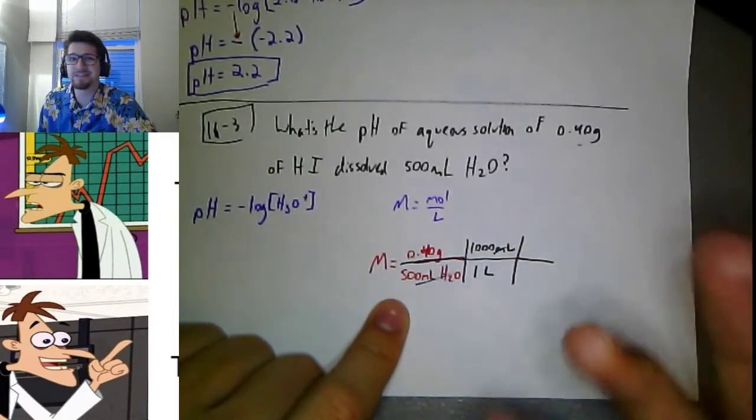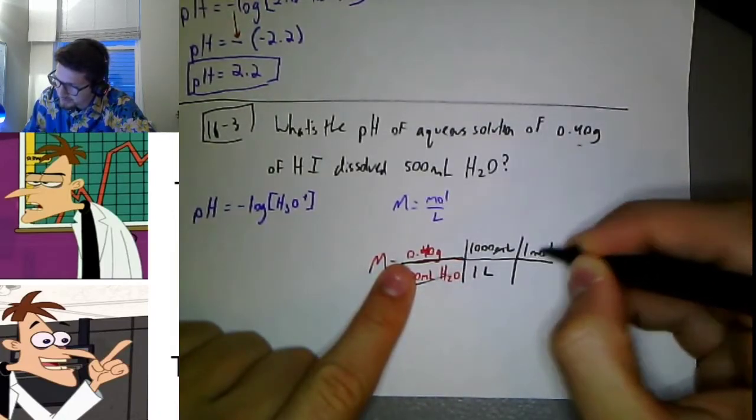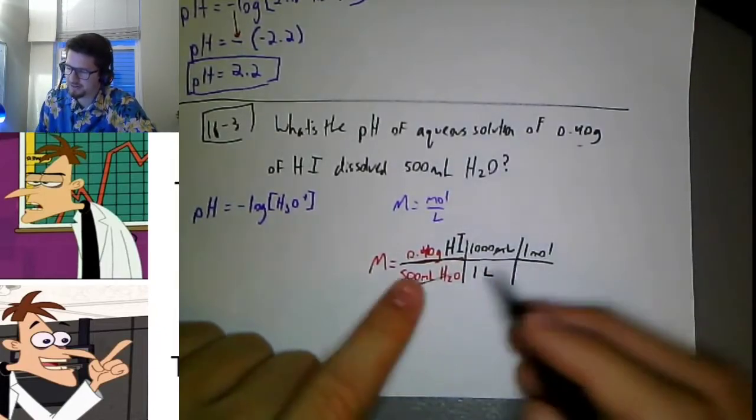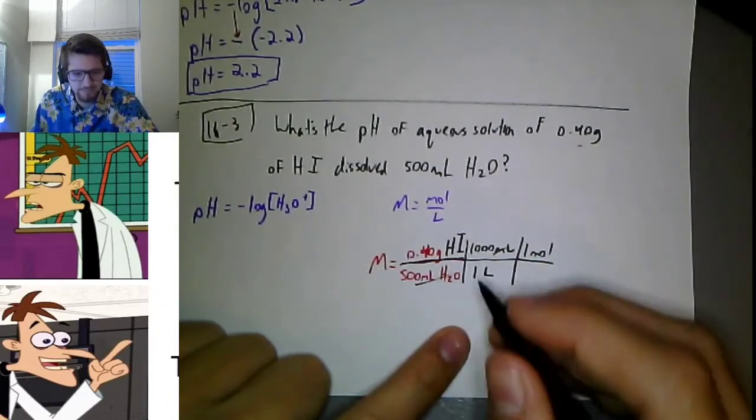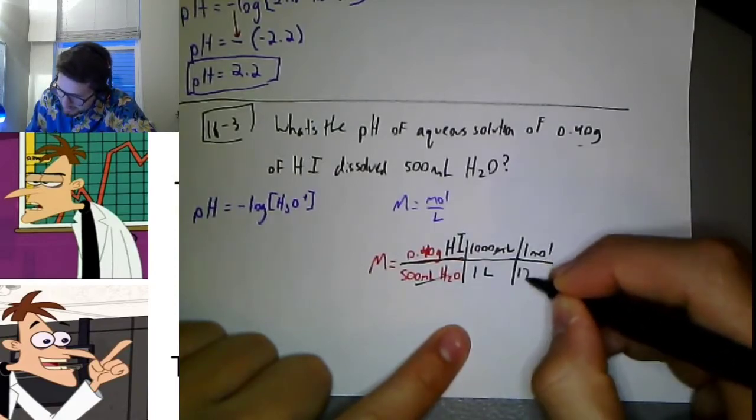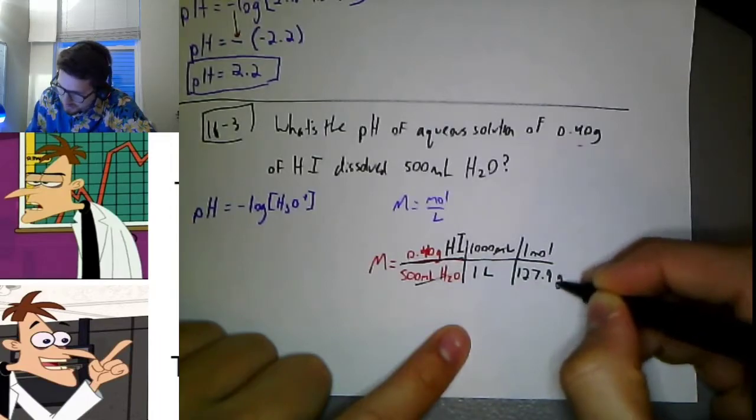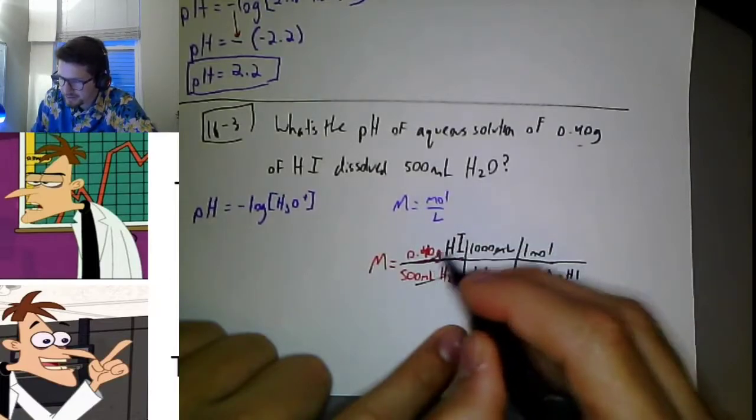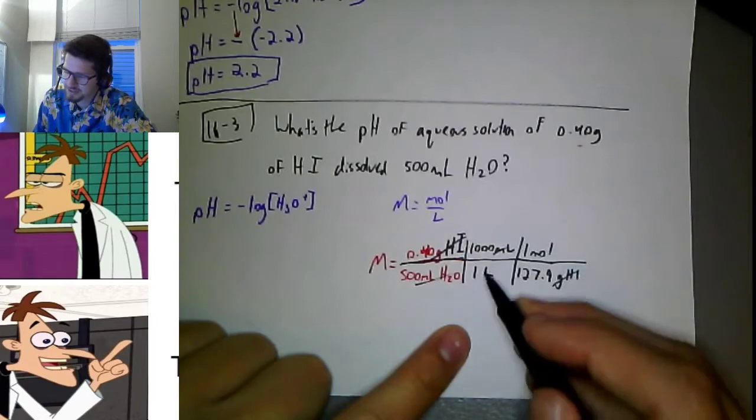Grams. How do I get grams into moles? Well, I want it to be moles up here. If you want to go grams to moles, you have to divide by the molar mass. What's the molar mass of HI? I have the advantage of actually having done this problem. So the molar mass of HI is 127.9 grams of HI, which means that my grams of HI cancel out, my milliliters cancel out, and I'm left with moles and liters.